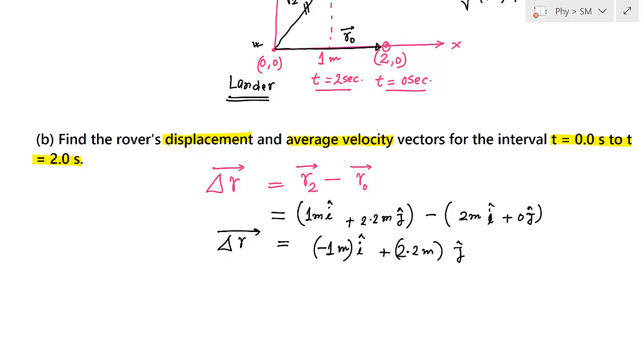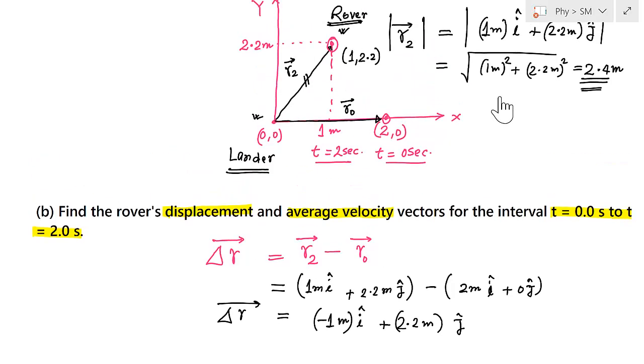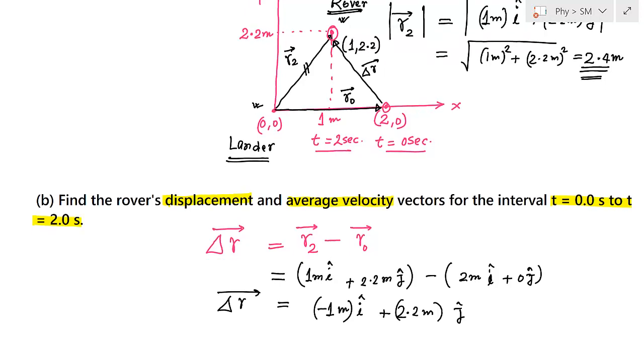So we can also show this displacement in the same graph. If you see in this case, this one, that is from here to here, this denotes delta r, that is the change in the position vector or the displacement. So this is the displacement.